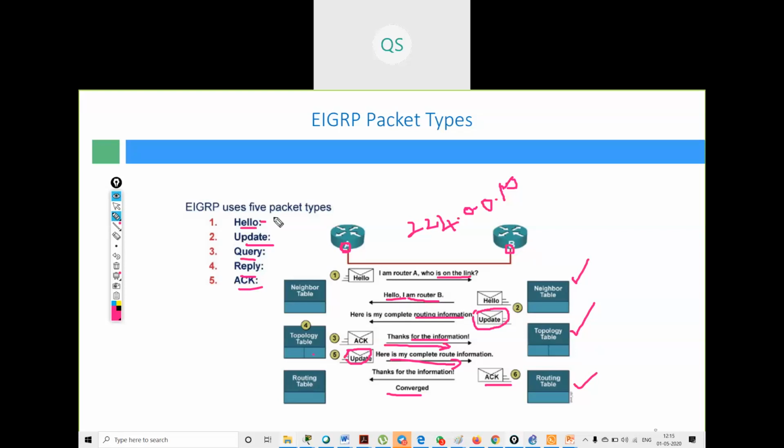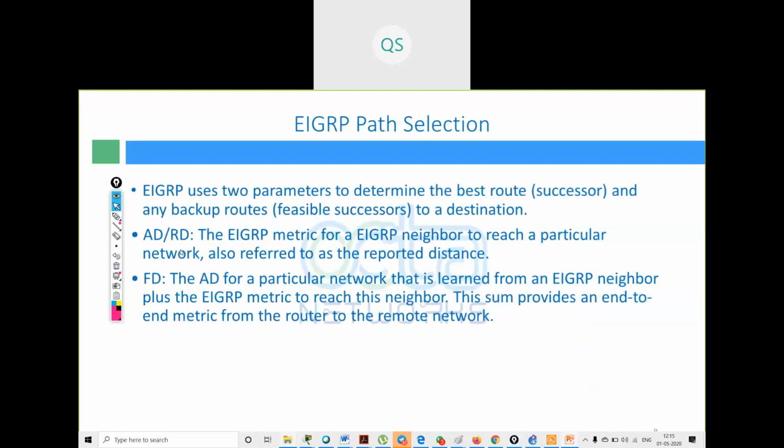Understood? So we have used hello packet, update packet, and ACK packet. Now, what is the use of query and reply packet? We will see in a further slide what is the use of query and reply packets.